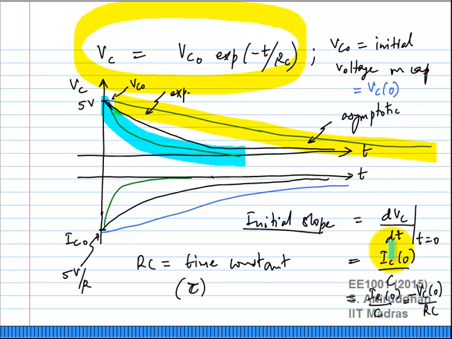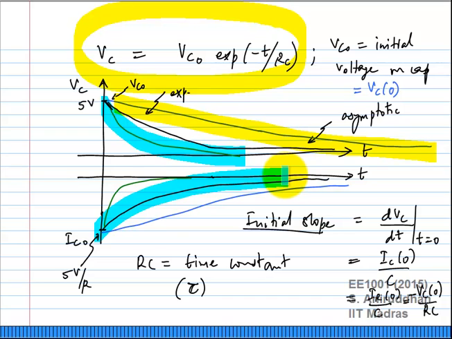And similarly, if you decide to plot the current through the capacitor, that can also be shown to behave in a similar way. So you have a basic exponential relationship, but depending on the RC time constant, it can be smaller or larger. The initial slope of this curve also happens to depend on RC.